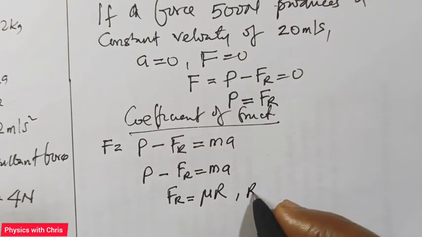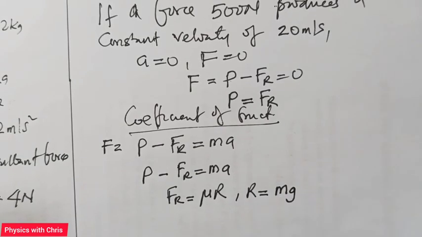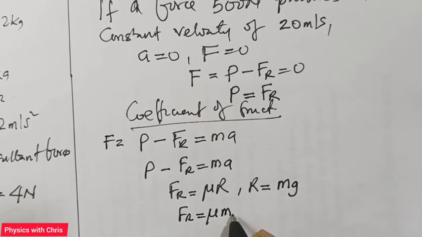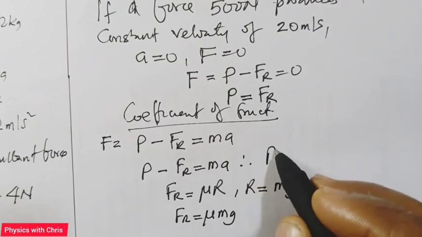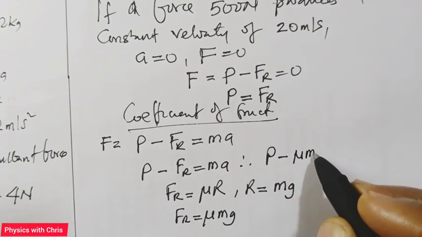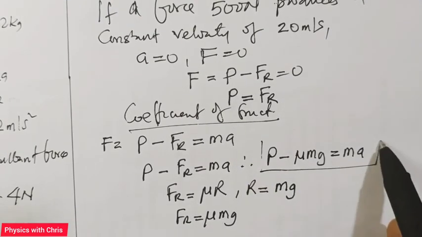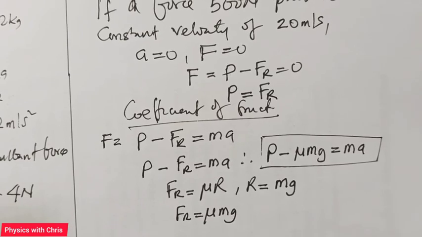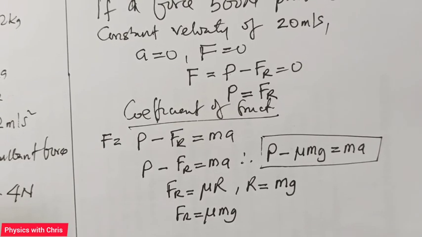The normal reaction of a body on a plane surface is equal to the weight of the body, m times g. So that gives you frictional force Fr equals mu times m times g. Substituting this equation, I'm going to have, for instance, P minus mu mg is equal to mass times acceleration. This is used when the coefficient of friction is given instead of the direct frictional force.